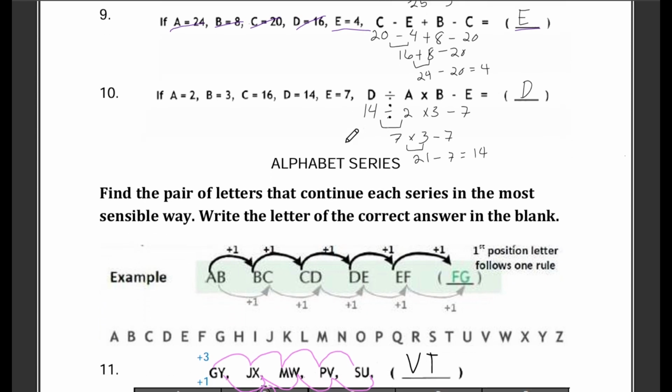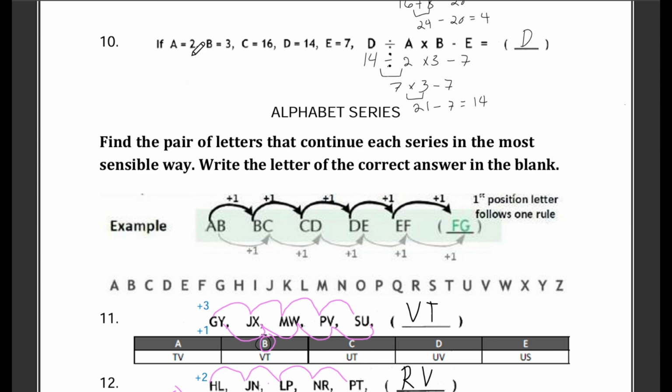Question 10. If A equals 2, B equals 3, C equals 16, D equals 14, and E equals 7, work out D divided by A, then multiplied by B, then minus E. Which letter matches the answer? Options: A, B, C, D, E. The correct answer is D.